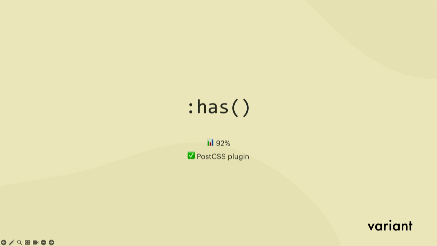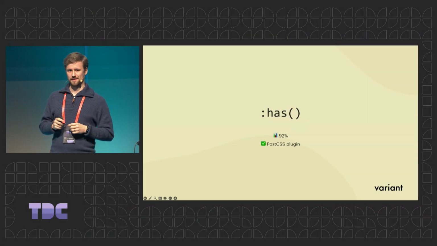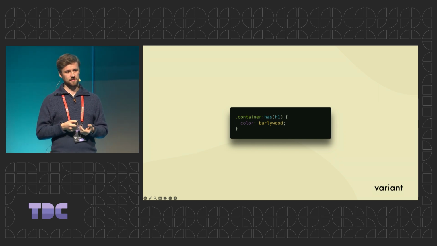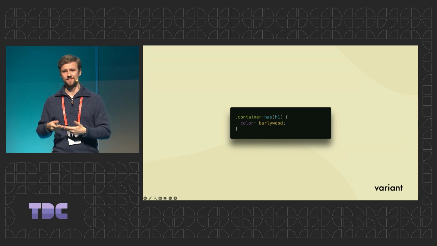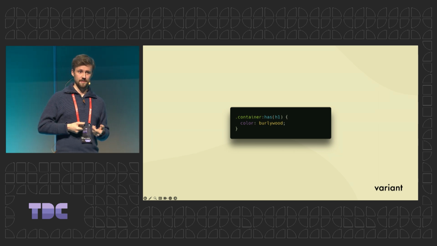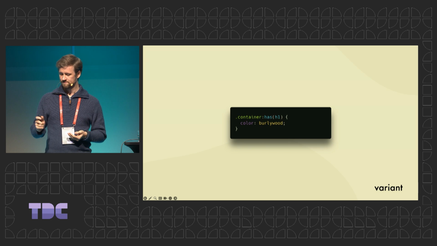Next, we have the :has selector. And so this has also been around for a little while now, but you can do some really cool stuff with it that I'm going to show you now. But first of all, the :has selector effectively lets you check whether an element contains something else. So let's say that I want to style my container here. If and only if it has an h1 inside of it, we can do that with the :has selector.